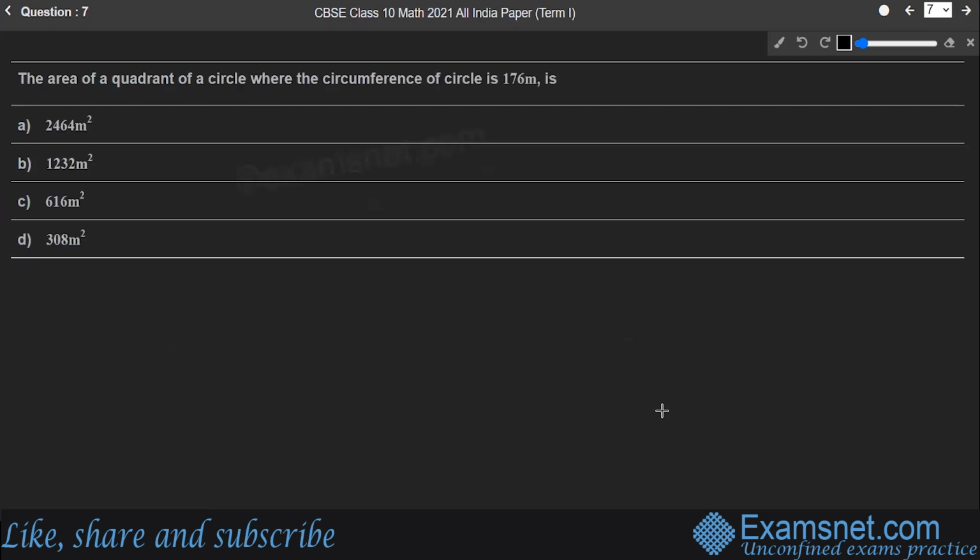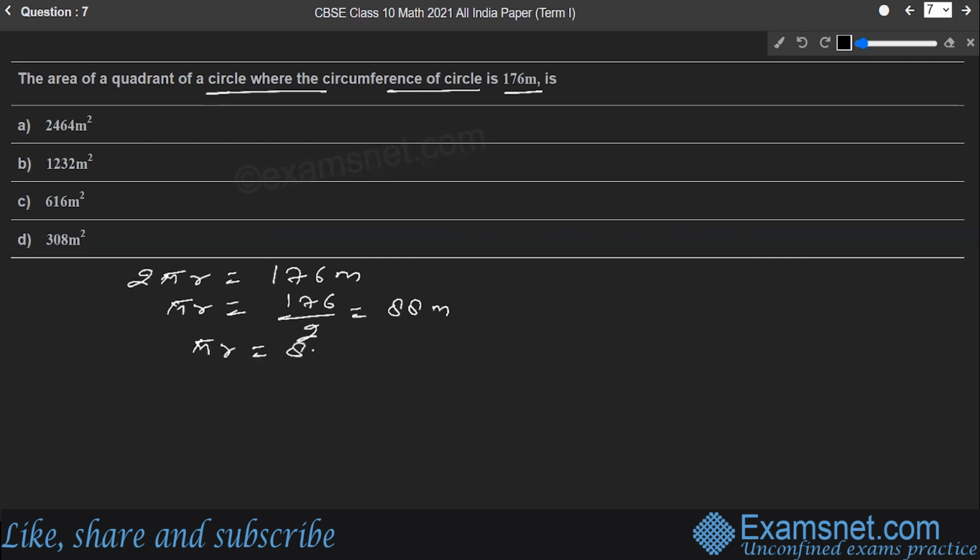Next, the area of a quadrant of a circle where the circumference of the circle is 176 meter. So the circumference of a circle is given by 2 pi r. The value of that is given as 176 meter. This is what they have given. Now, if 2 pi r is equal to 176 meter, then we can write pi r value as 176 by 2, that is nothing but 88 meter. So we know now the pi r value as 88 meter.